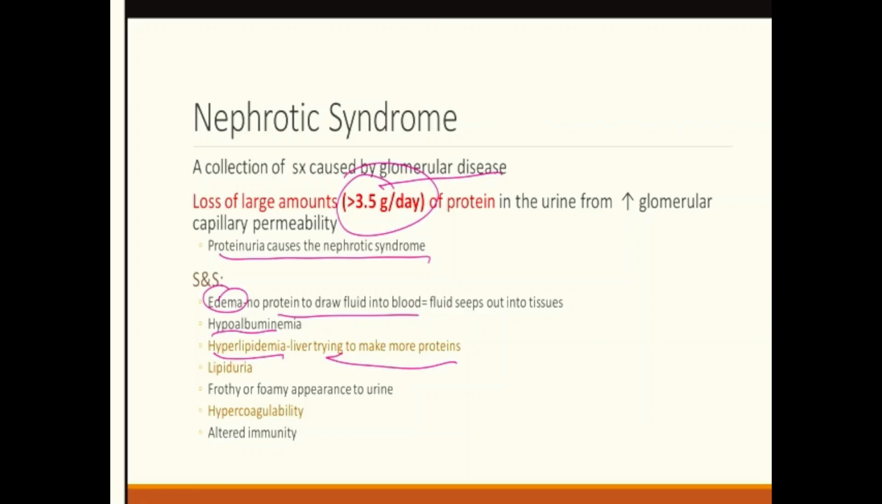Hyperlipidemia: the liver is trying to make more proteins. The liver makes your cholesterol, which is a protein, so it's going to have to try building that back up. So you may get high cholesterol now because we're trying to replenish the albumin.